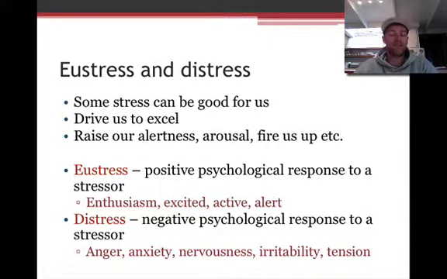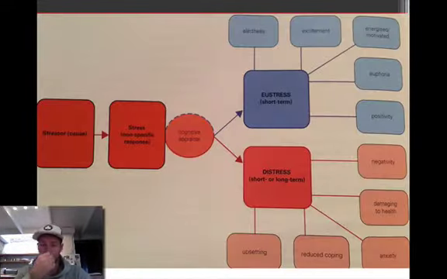It raises our alertness, it raises our arousal. Some of you that cram live in this same zone, okay? Eustress is a positive psychological response to a stressor. For example, enthusiasm, excitement, being active, being alert. Sport is one of these things. Riding a roller coaster, you guys that went to Luna Park the other day, that's another example of eustress. It fires you up, but it doesn't make you feel sick, it doesn't make you feel bad, it makes you feel quite pumped up. Okay? Distress is a negative psychological response to a stressor. And this could manifest itself in anxiety, nervousness, irritability, tension, those kinds of things.